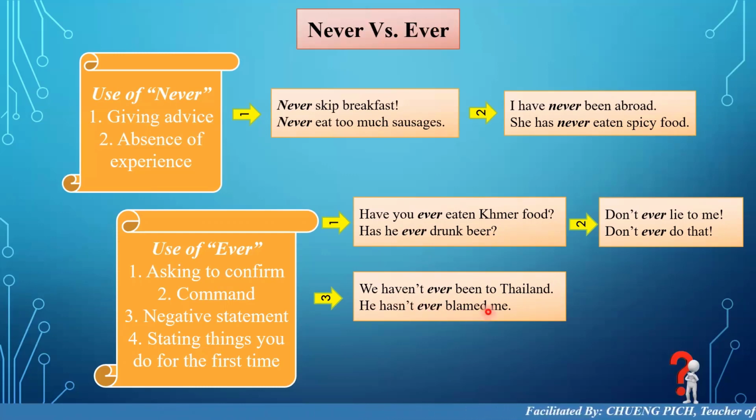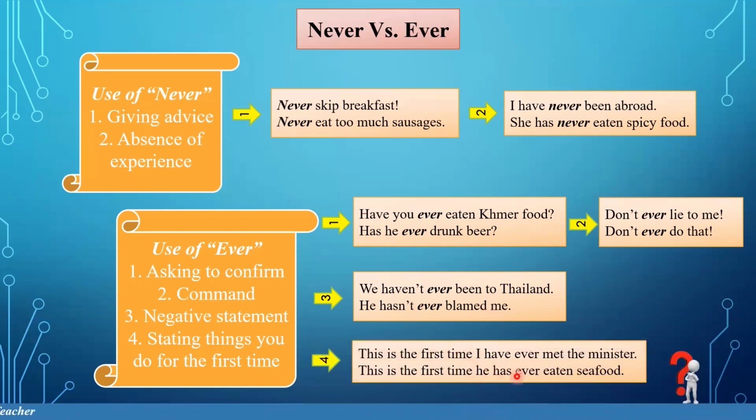Good. Number 4, stating things that you do for the first time. For example, this is the first time I have ever met a minister. So it's the first time for you to meet the minister. This is the first time he has ever eaten seafood. He has never eaten seafood before, and then you can say it is the first time he has ever eaten seafood. All right, great job, guys.